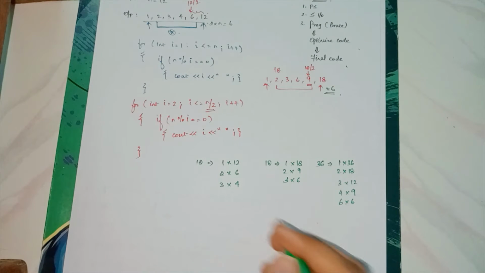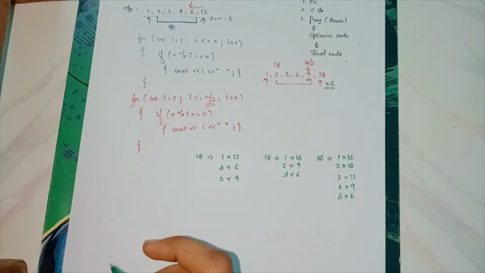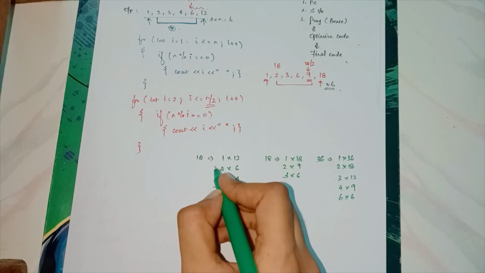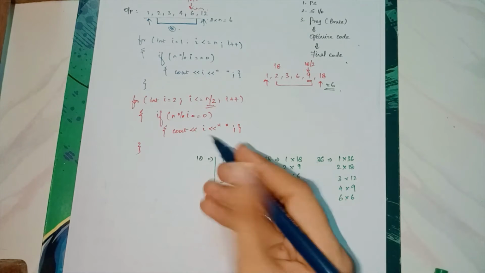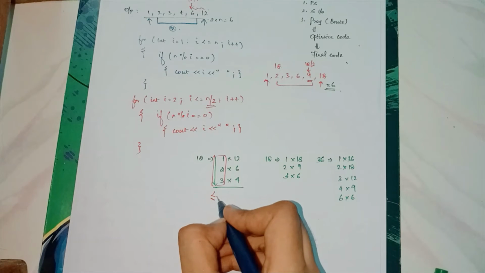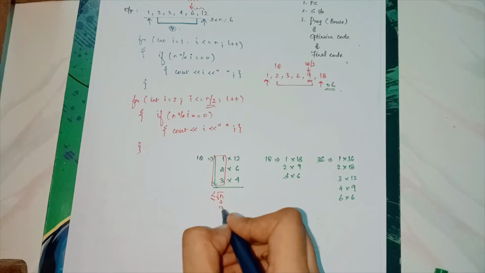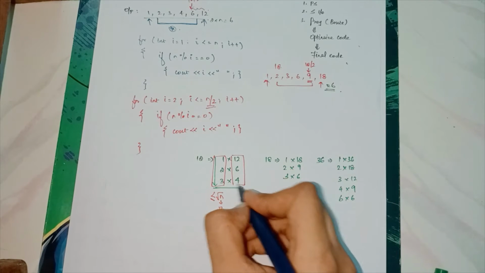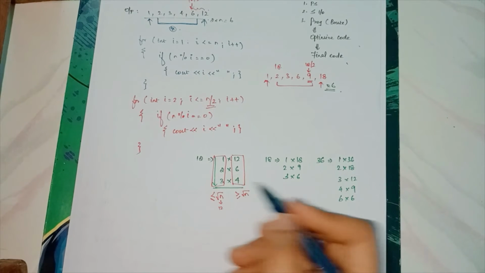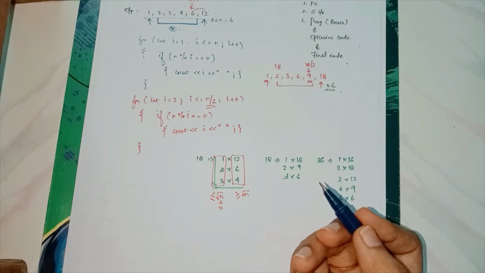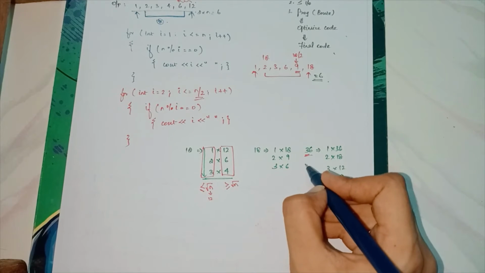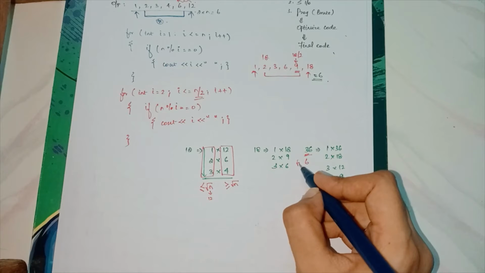So how can I make use of this? If you look closely, all these numbers on the left, 1, 2, 3, will always be less than or equal to root of n, that is root of 12 in our case, and the ones on the right are always going to be greater than or equal to root n. So what is root of 12? Root of 12 is going to be 3 point something. So let's take 36 as an example. Root of 36 is 6.